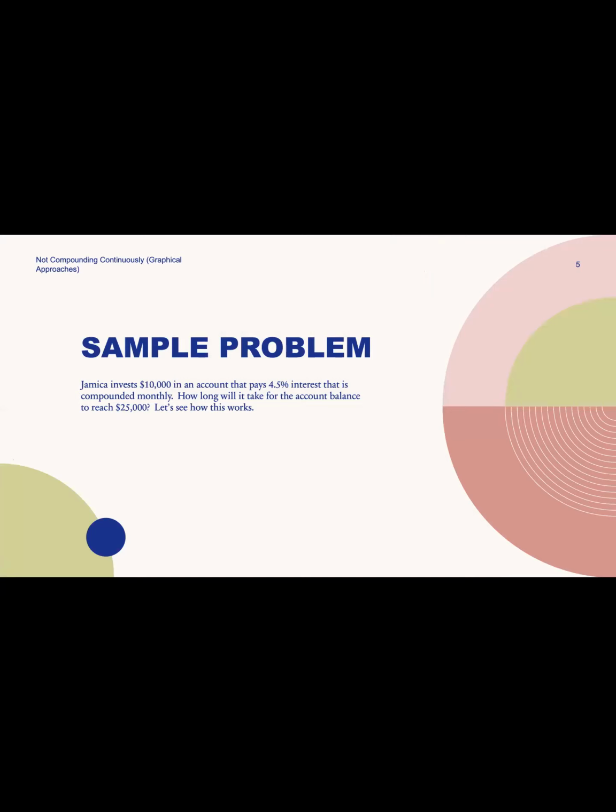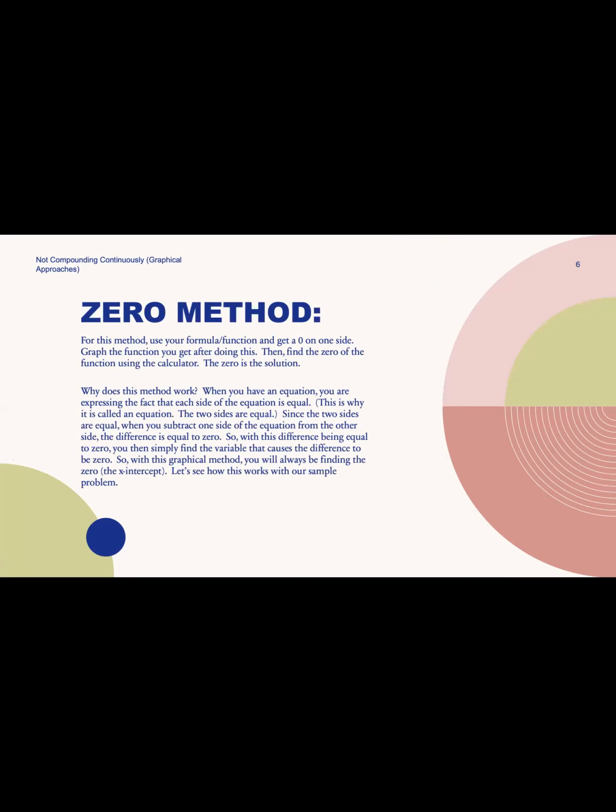Now let's see how this works. So let's take a look at the two different methods. Now we have our zero method, and once again, you've seen this before, but what you can do is you can get a zero on one side of the equation, and then once you have the zero, you can graph the function that you get on the other side of the equation, and then we can find the zero of the function using the calculator. And then that zero is the solution.